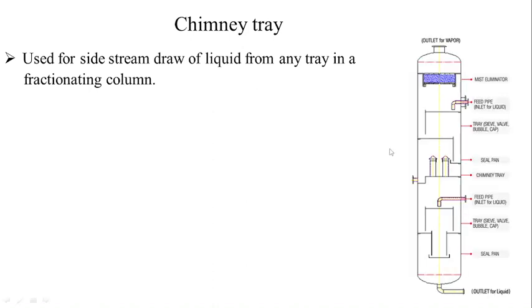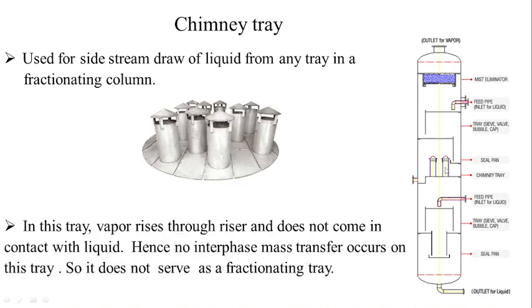So this is the fractionating column where chimney tray is located here. So it has some riser in it through which the vapor rises. Here the vapor rising through the riser does not come in contact with the liquid, so no interface mass transfer occurs between the vapor and liquid, so it cannot be considered as a fractionating tray. This is the riser.